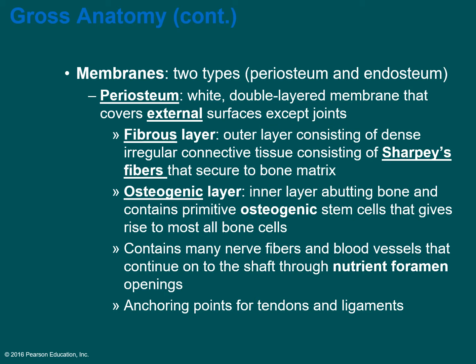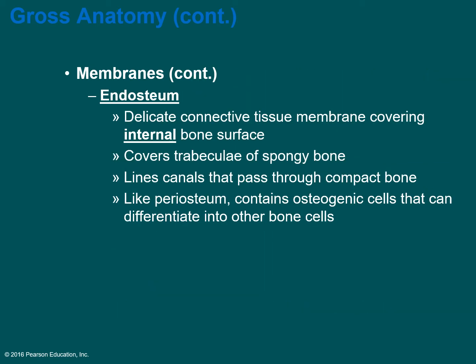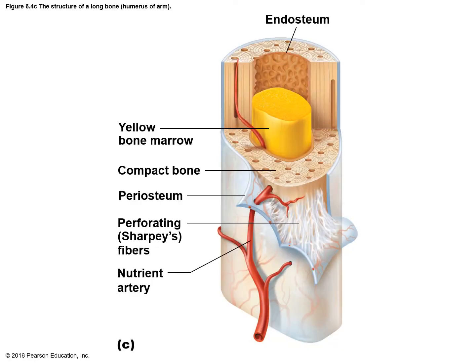That's what a lot of your tendons and ligaments are going to attach to and once again kind of become continuous with. Then the endosteum is the membrane on the internal surface of that compact bone. It lines all the canals that pass through the compact bone. It can also contain osteogenic cells, which once again are the precursors to all the other bone cells.